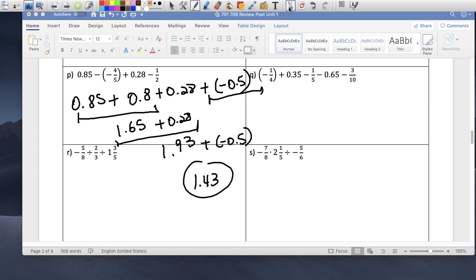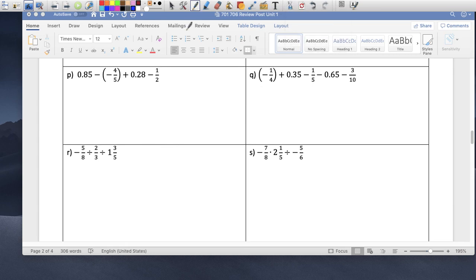Same thing here. I'm going to take advantage that I have friendly fractions. I'm going to change negative 1/4 to 0.25 plus 0.35 minus 1/5. I'm going to put 0.2 minus 0.65, and the last one, minus 3 over 10, is just 0.3.